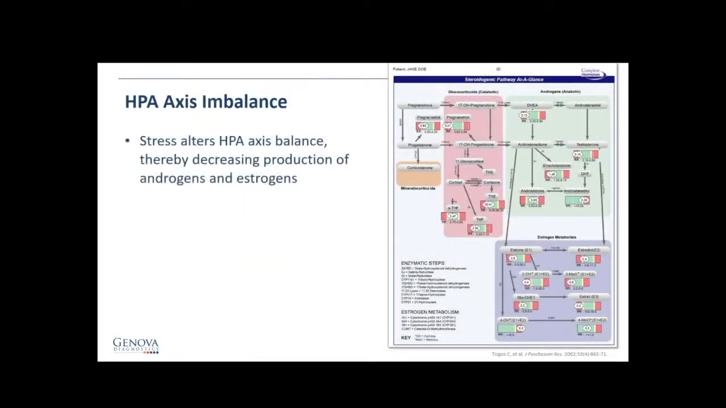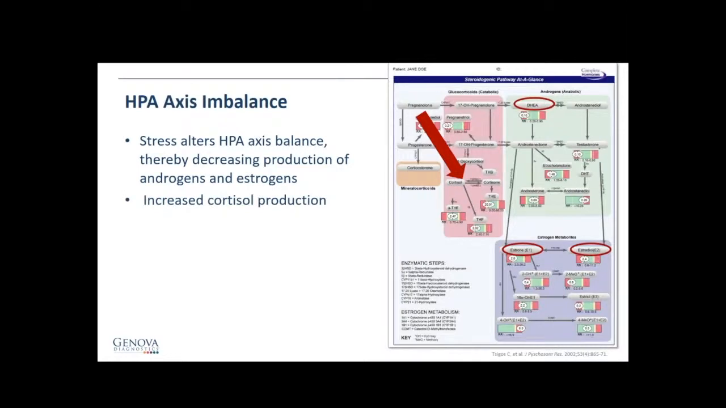So the HPA axis and imbalance. Stress alters the HPA axis balance. So it decreases the production of androgens and estrogens. So the red line is that stressor. That could be toxicity, toxic exposure, infection, inflammation, physical stress, mental stress, any of those stressors that will pull pregnenolone and progesterone towards the production of cortisol and the glucocorticoids, the red area, possibly to the detriment of the androgens, the DHEA and the androgens, testosterone further downstream. And without those androgens, there's less conversion into the estrogens. And so the impact of stressors to cortisol can impact both androgen levels and estrogen levels downstream.